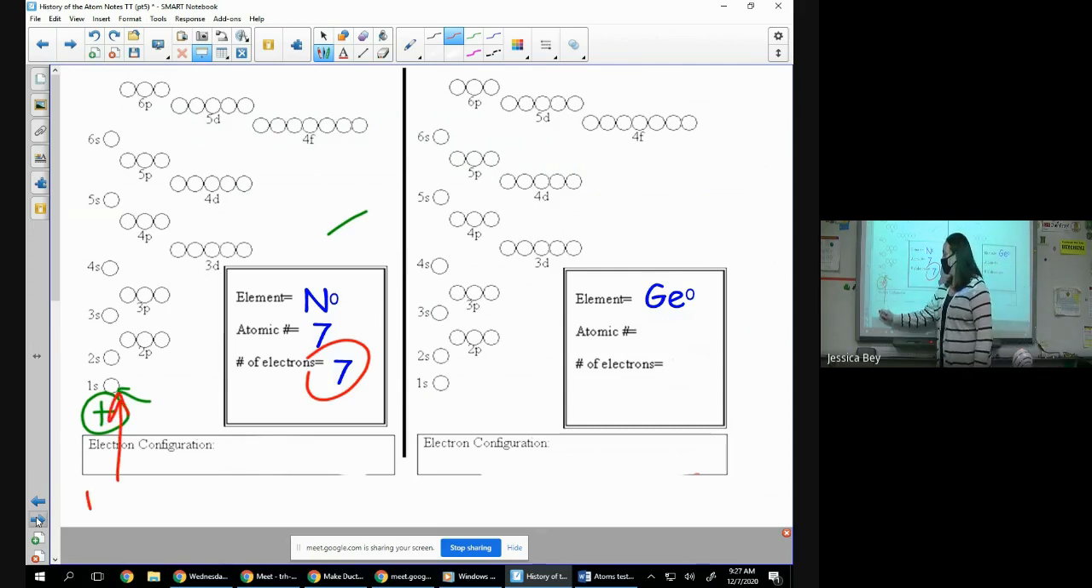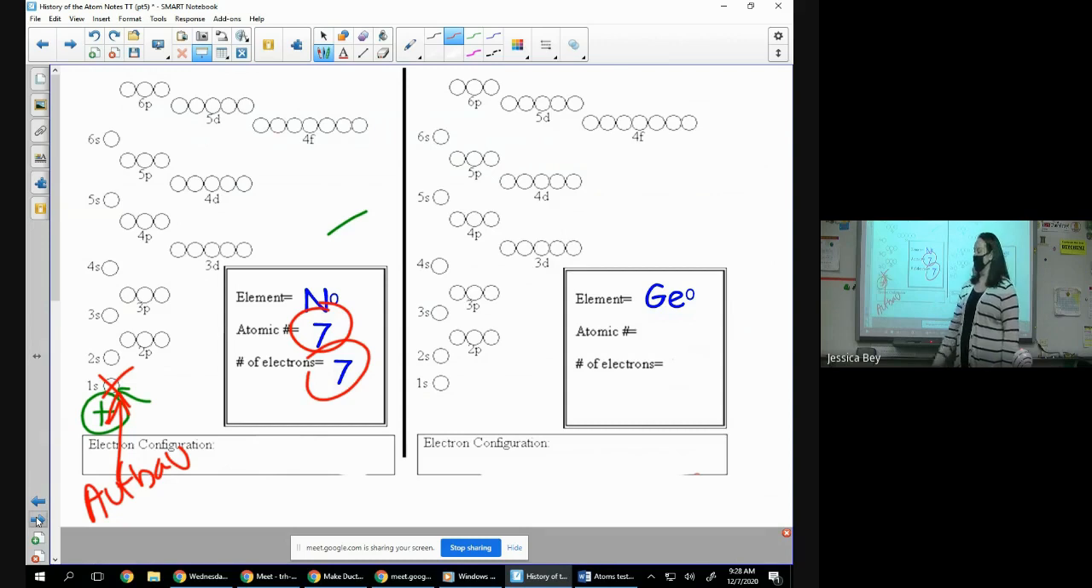Aufbau says you always fill in the orbitals in the lowest energy level first, closest to the nucleus. So I need 7 slashes. I'm going to put 1 electron, 2 electrons, 3 electrons, 4 electrons. Now I have to find space for 3 more.